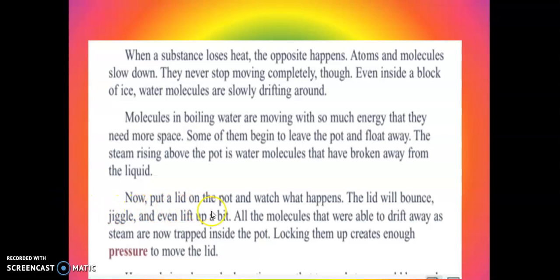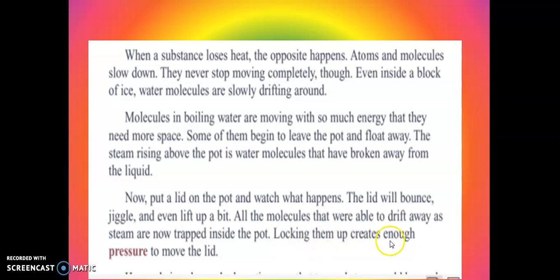Now, put a lid on the pot and watch what happens. The lid will bounce and jiggle. It's true. If you put water with the heat of the stove, you're going to see that the lid will bounce, right? Will bounce like a basketball and jiggle and even lift up a bit. Yes, it's true, a little bit. It's lifting, right? All the molecules that were able to drift away as steam are now trapped inside the pot.